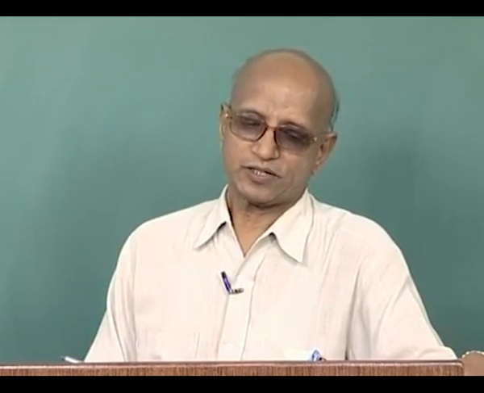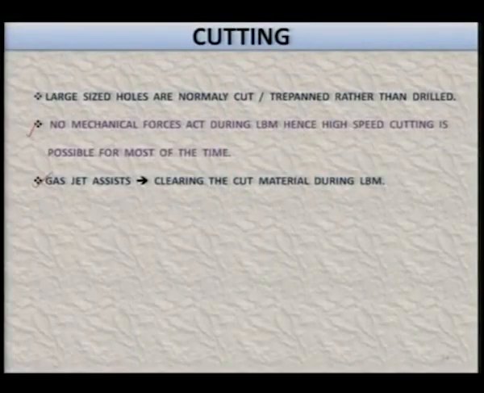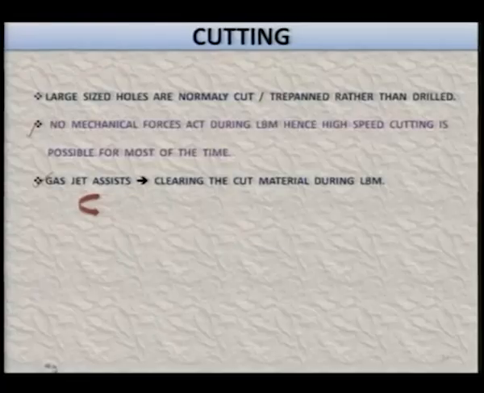So, for clearing the cavity from where material is to be removed, normally inert gases are used, or you can use oxidizing gases in the case of materials that get oxidized, to increase the machining rate also. But that gas assists in the ejection of the molten material that is to be removed from the cavity.